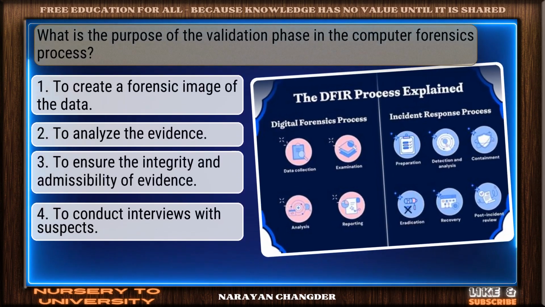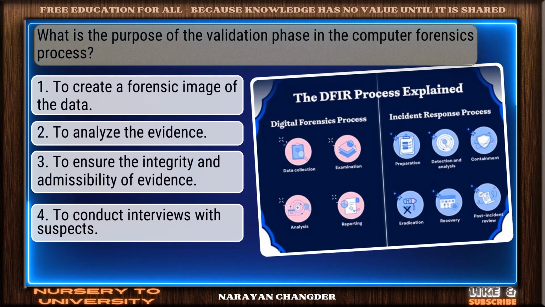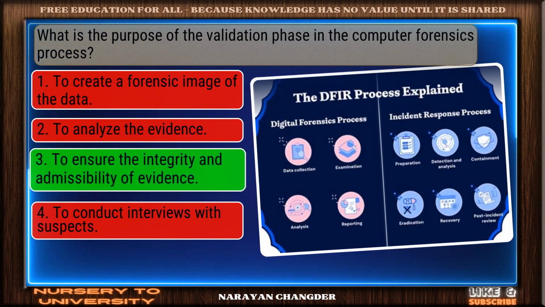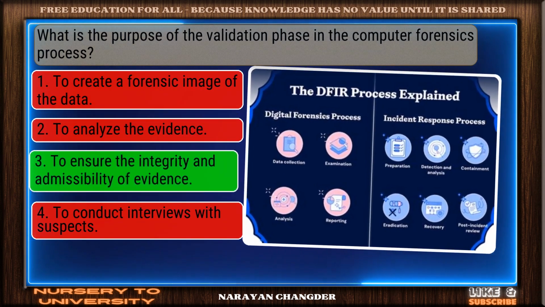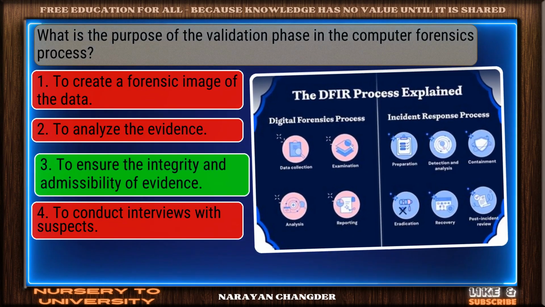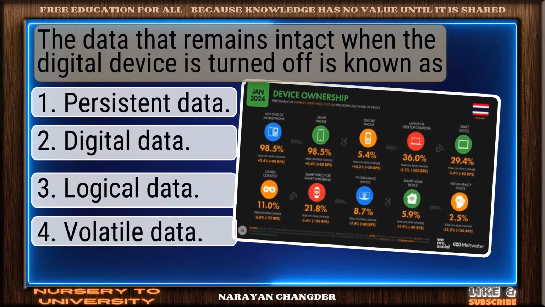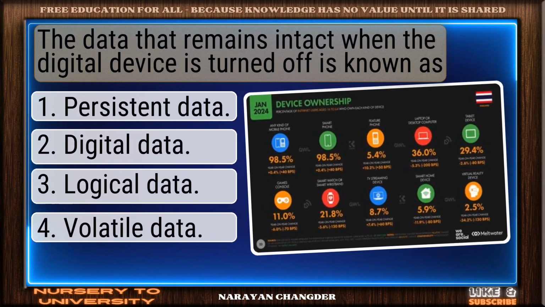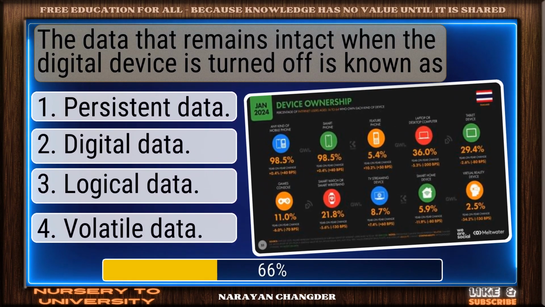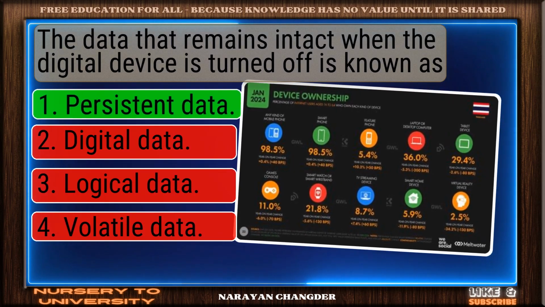Question number 40. What is the purpose of the validation phase in the computer forensics process? Valid point. To ensure the integrity and admissibility of evidence is true. Question number 41. The data that remains intact when the digital device is turned off is known as. Bravo. Persistent data is the answer.